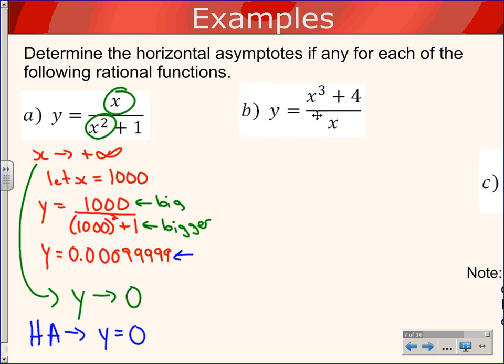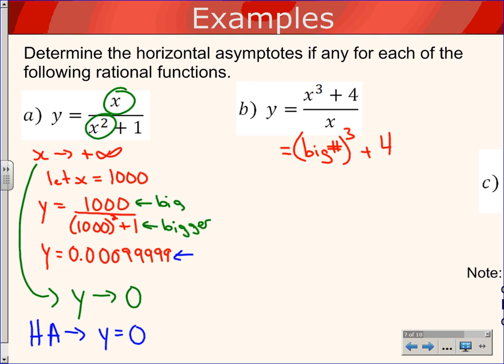How about this one? x cubed plus 4. What's going to happen there? Think about what happens if you sub in a big number. I'm not even going to pick a number this time. What happens if you sub in something really big? The top is a big number cubed plus 4, and who cares about plus 4? And on the bottom, it's just a big number.